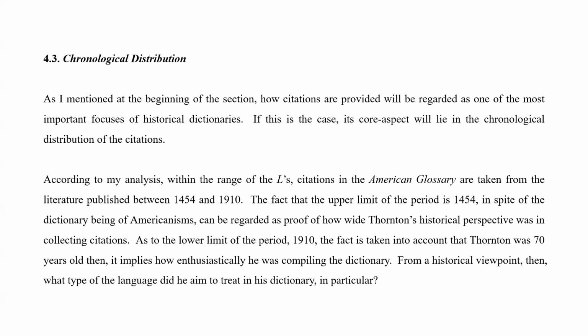According to my analysis, within the range of the L's, citations in the American Glossary are taken from the literature published between 1454 and 1910. The fact that the upper limit of the period is 1454, although the dictionary is of Americanisms, can be regarded as proof of how wide Thornton's historical perspective was in collecting citations. As to the lower limit of the period, 1910, the fact is taken into account that Thornton was 17 years old then. It implies how enthusiastically he was compiling the dictionary. From a historical viewpoint, then, what type of language did he aim to treat in his dictionary in particular?